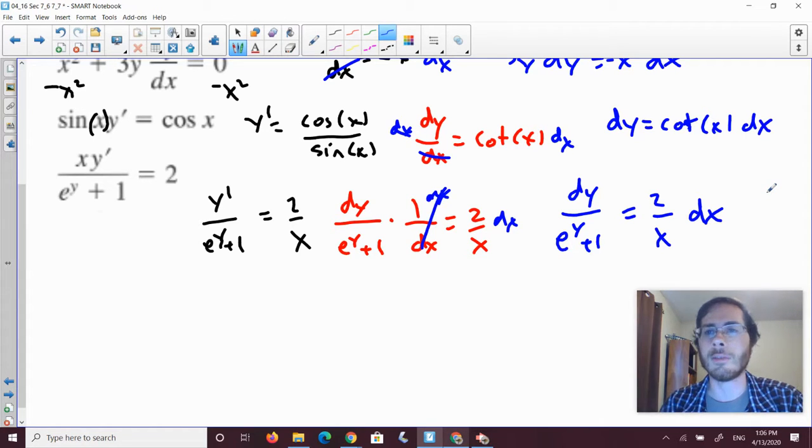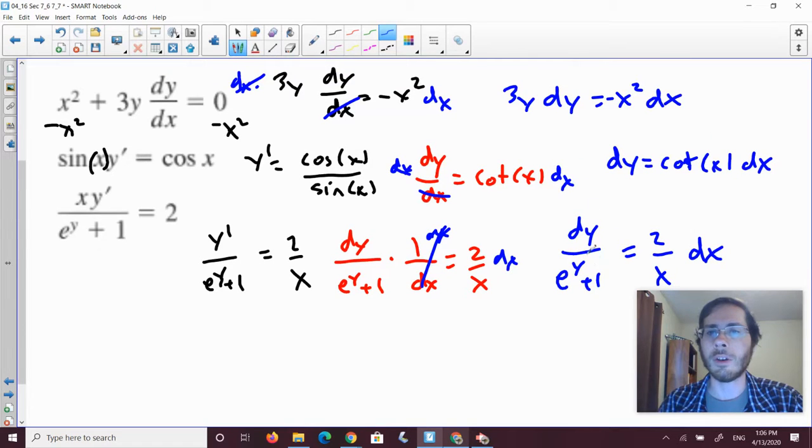So we can see in every single case, the dy's are on one side with all the y's, and then the dx's are on the other side with all the x's. So that's how we know we've fully separated our equation.